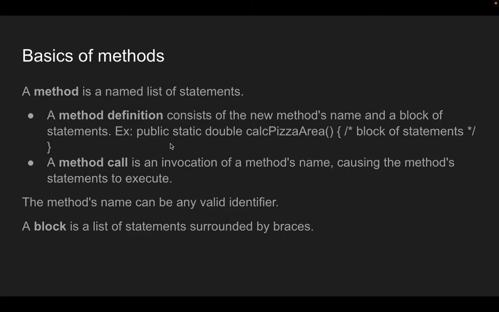So a method name, it's just a label with a list of instructions. For example, we have here public static double calcPizzaArea. The method name itself specifies what we're actually doing. We're calculating the pizza area. So when you call that method, you're invoking it. You're saying, okay, I want you to go do this thing that I have created for you to do, right? It's an invocation. And of course, everything inside the method, inside the curly brackets, that's called a block, okay?